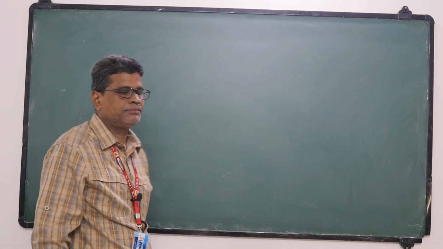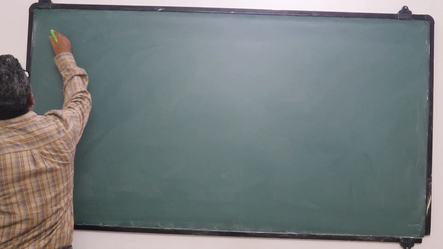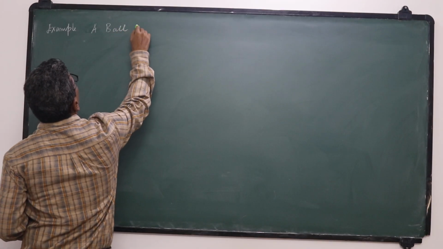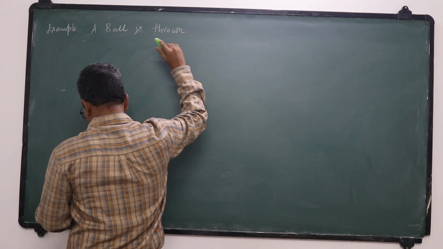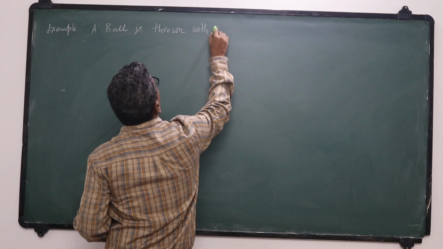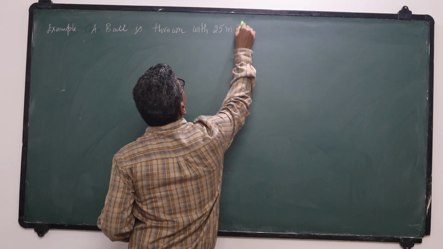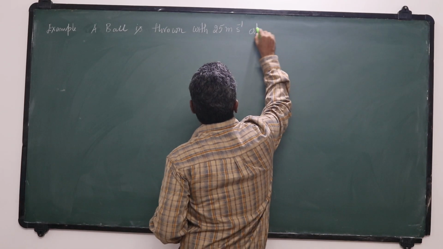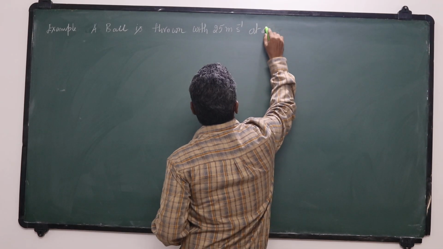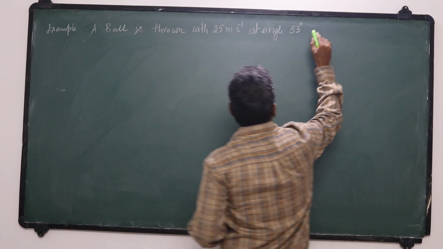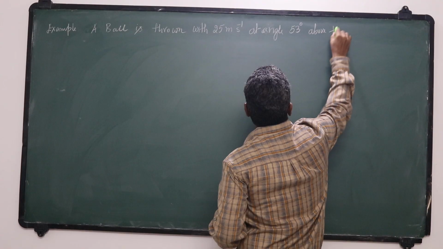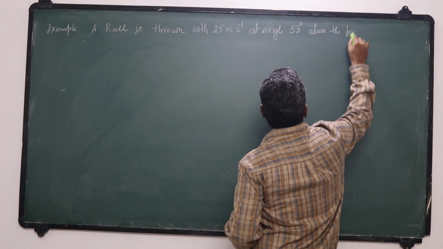Take this problem. Example. A ball is thrown with 25 meter second inverse at an angle 53 degrees above the horizontal.